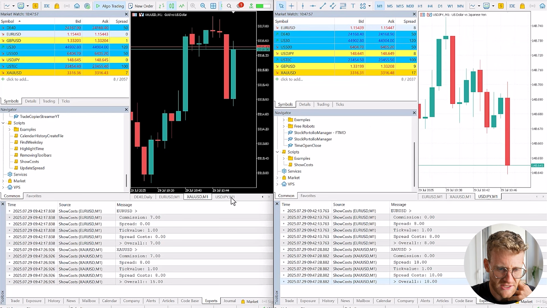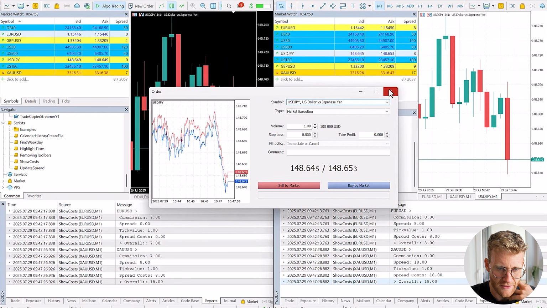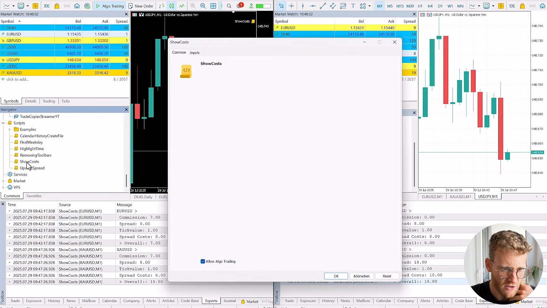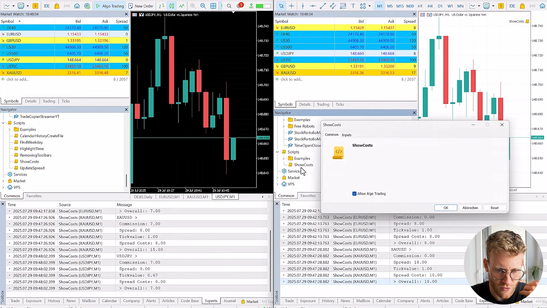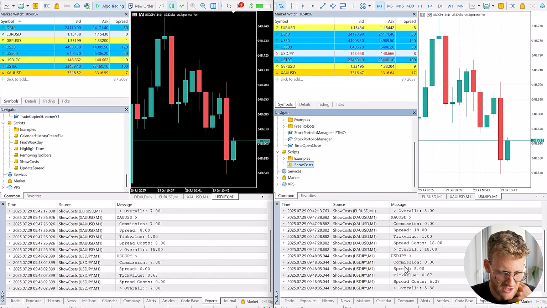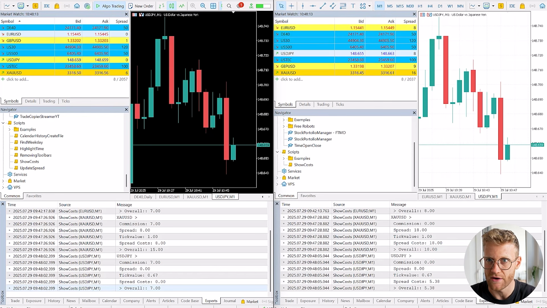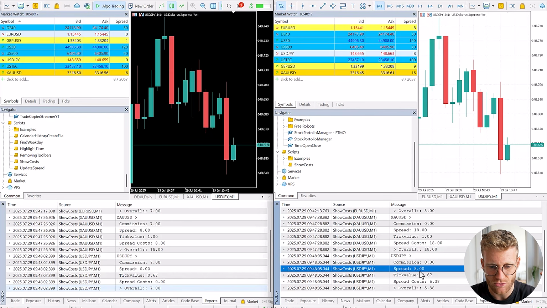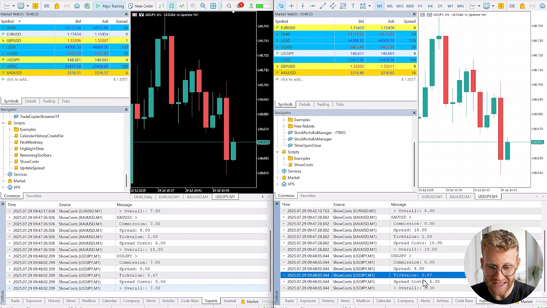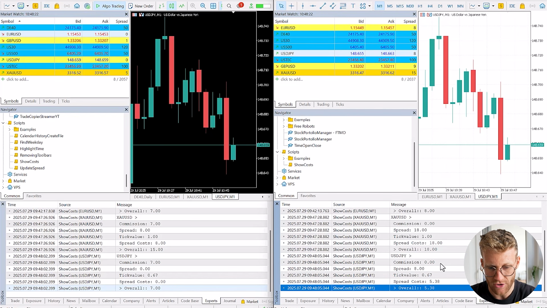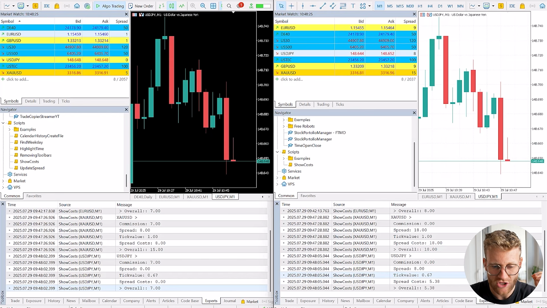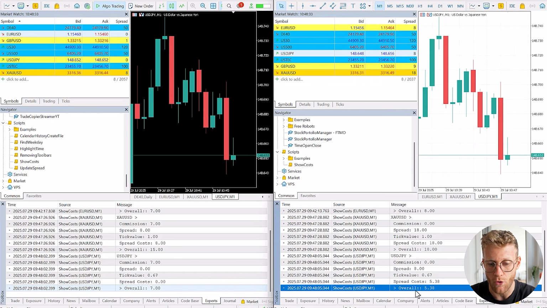Then let's also do it for USD Japanese yen, because here we should see something very interesting. If I activate the show costs script in both charts, we can now see on the left side, no spread, overall cost 7 USD coming from the commission, of course. And on the right side, we have a spread, no commission. And here the spread costs are actually smaller because the tick value is smaller, which means that 1 point, or 1 tick in this case, is worth less. And this means that the overall costs here for one lot are smaller.